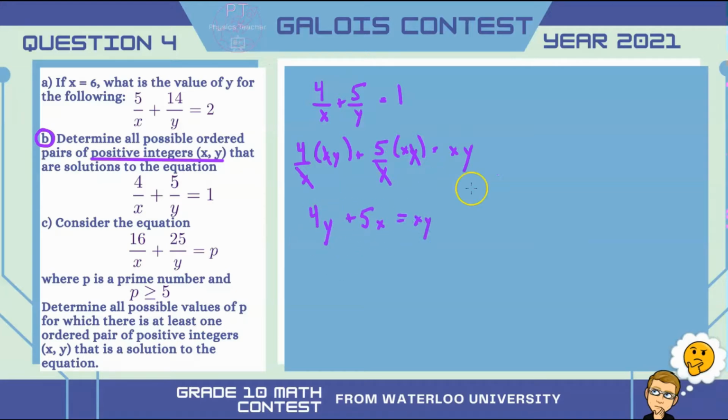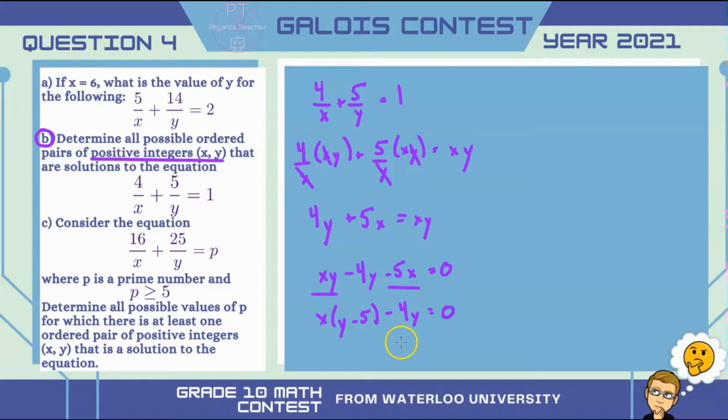So let's bring these terms to the other side of the equation. So we'll have xy, and then minus 4y minus 5x, and that'll all equal 0. Now, in our first 2 terms, we can pull out a common factor y. Now, with these 2 terms here, we have a common factor x. Let's pull that out. So we're going to have x times y minus 5. And then we still have this minus 4y here.